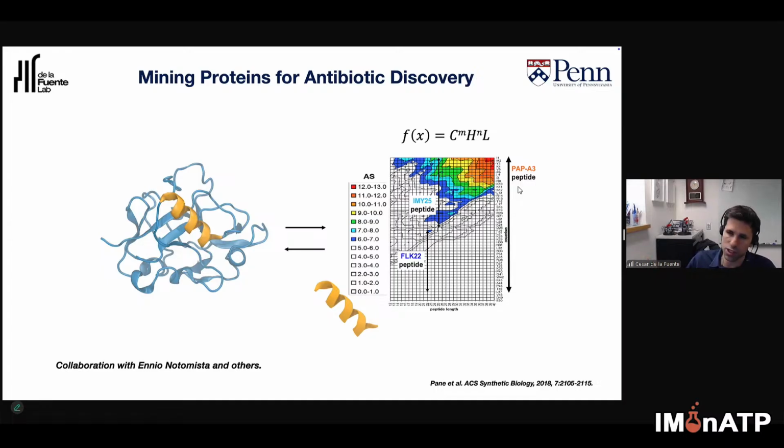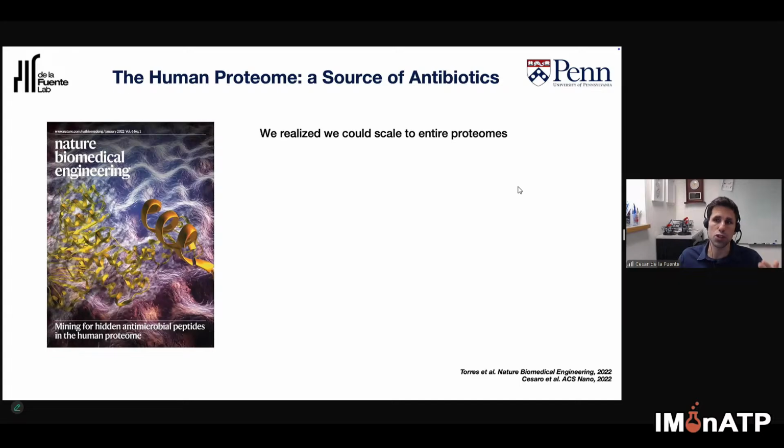So we did this for a number of projects where we were exploring individual proteins, but then we realized that, with advances in compute power, we could scale up from mining individual proteins to why not try to mine multiple proteins at a time. And that's when we decided to embark on this really monumental journey of trying to mine the human proteome for the first time as a source of antibiotics. The human proteome is all the proteins encoded in our genome.